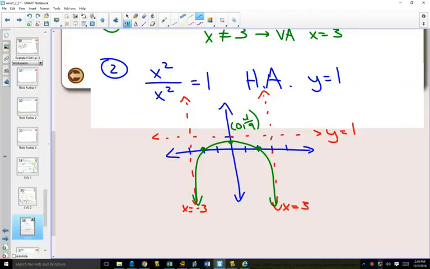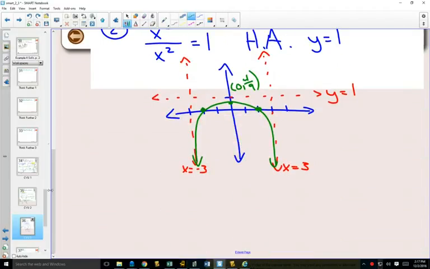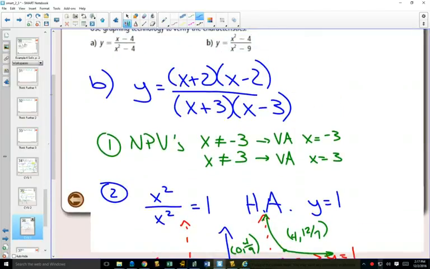So we'll plug in 4. What happens when we plug in 4? We're going to get 12 over 7. That's in this section, so this goes like this. And what happens when we plug in -4? -4, we get 12 over 7 again.